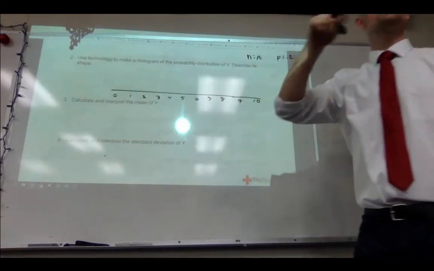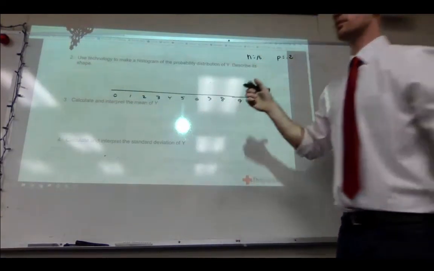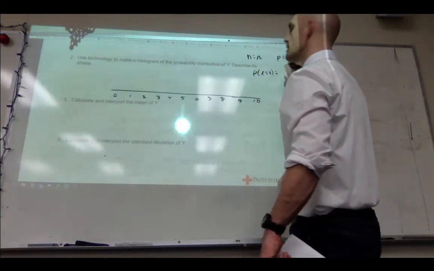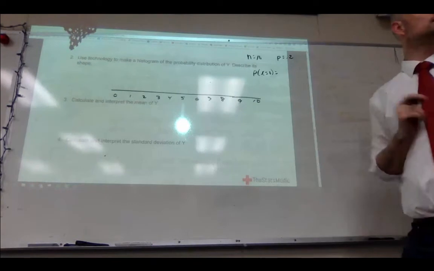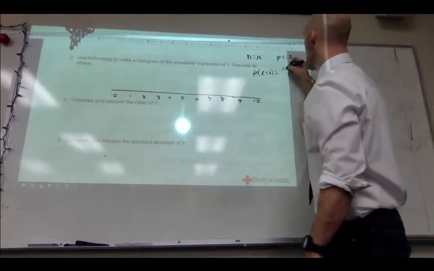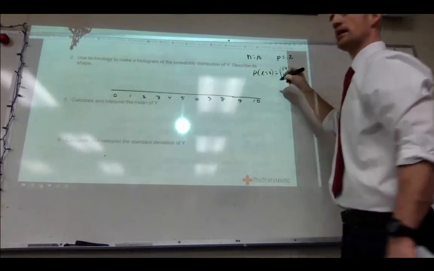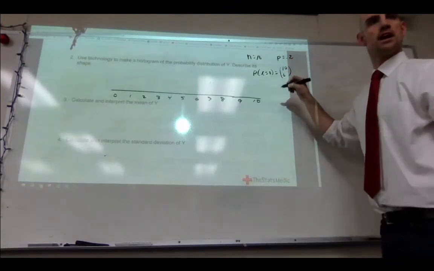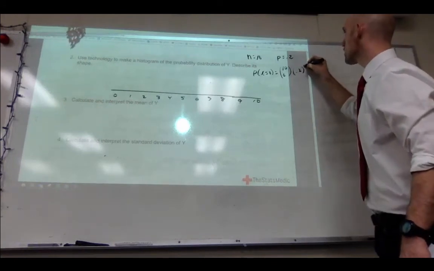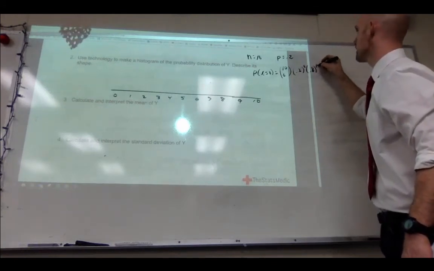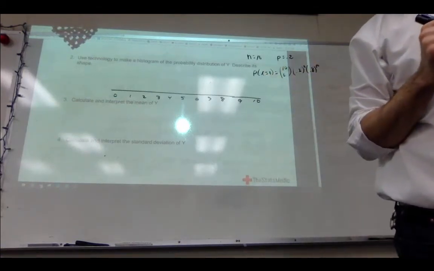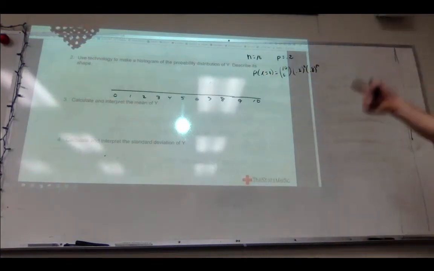To get the probability of 0 correct, help me out here. So the probability of x equals 0 would be what? 10 choose 0. So of the 10 questions, you got 0 of them right. Times what? 0.2 to the 0 times 0.8 to the 10. Is there another way to do that? Yes. What would be the other way to do it?